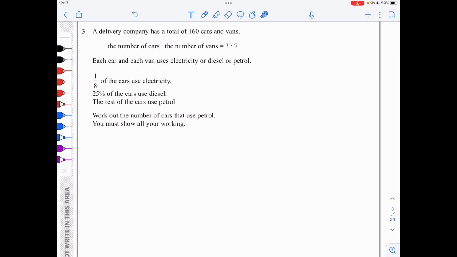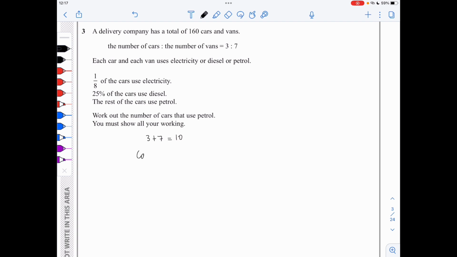In question 3, we've got 160 cars and vans in total. They are in the ratio of 3 to 7. Now, each car and each van uses electricity, diesel, or petrol. An eighth of the cars uses electricity and 25% of the cars uses diesel. We need to work out the number of cars that uses petrol. I will start by finding the total number of cars. So we've got 3 plus 7. We've got 10 parts in total.